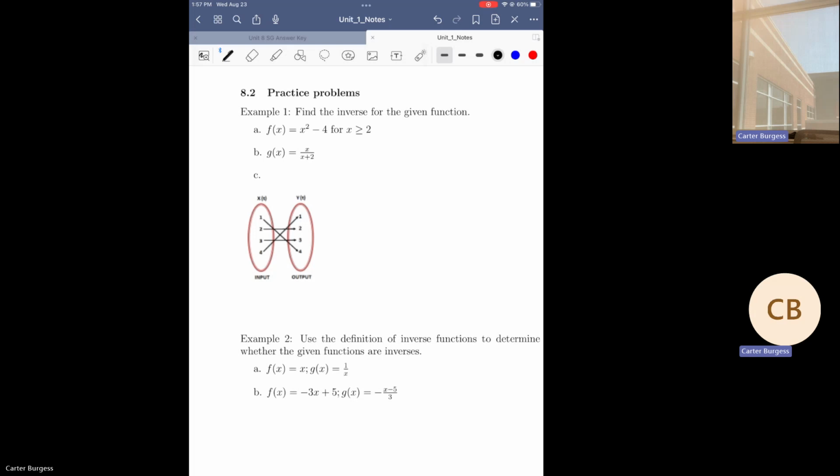Yep, that's perfect. You could do a list of ordered pairs where you reverse the x and the y for each of the ordered pairs. Or you could just draw the bubbles, and the output bubble should now be the input bubble, and the input bubble should now be the output bubble. And then you just draw the lines in the other direction.